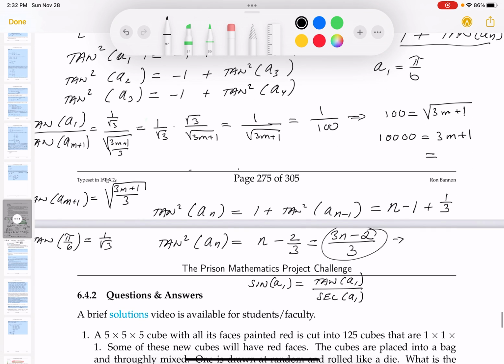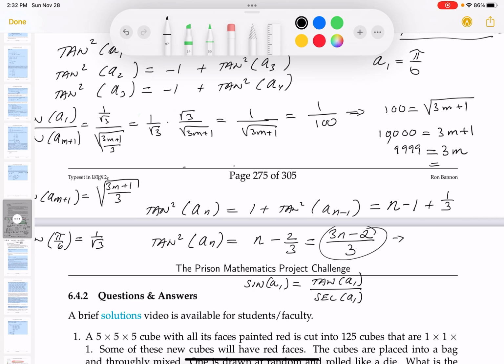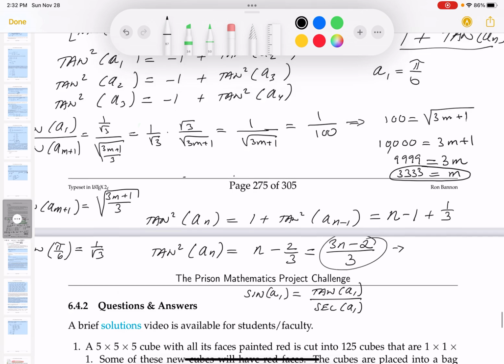I'm on the home run now. I am going to subtract 1 from both sides. And that's 10,000, so you get 9,999 equals 3m. And now I'm going to divide by 3, and m is going to turn out to be 3,333. That was our question. Let's see how we did.